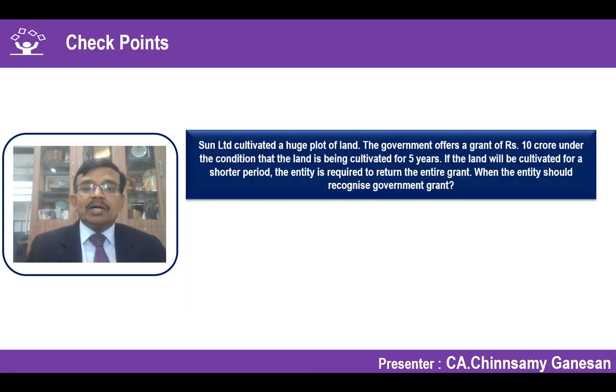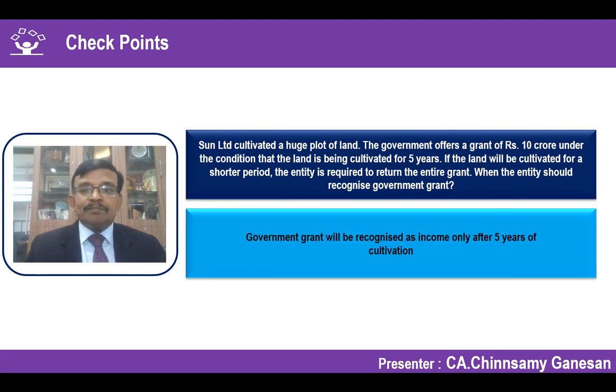Here, a huge plot of land offers a grant of 10 crore under the condition that the land is cultivated for the next 5 years. If the land is cultivated for a shorter period, the entity is required to return the grant. When should the entity recognize the government grant? It will be recognized as income only after 5 years of cultivation, because you are not sure whether the conditions will be met, and accordingly you are deferring and recognizing over this.